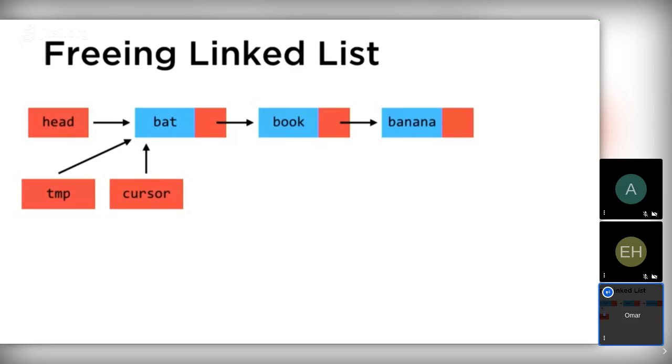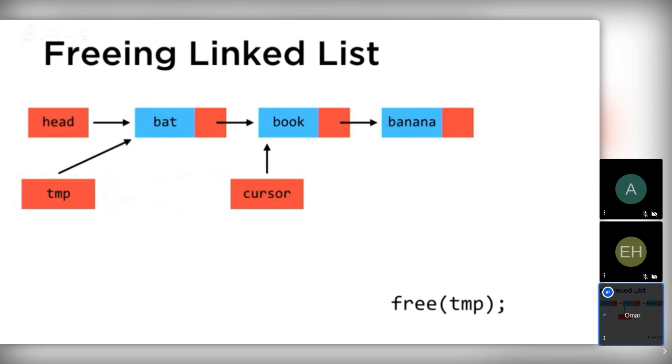Now what I'd like to do is free this temp pointer, which is pointing to this first node, but I want to make sure that I don't lose track of the rest of the linked list. So what I can first do is say something like cursor equals cursor arrow next, to say, go ahead and move the cursor to the next element in the linked list before we free the first node. Now, cursor is pointing to the second element in the linked list. So if I run a line of code like free temp, I can free up the bat node without worrying about losing the rest of the linked list. Cursor is still pointing to it.